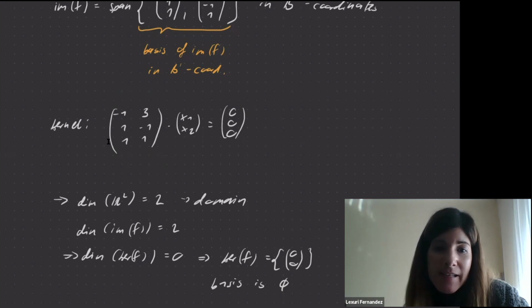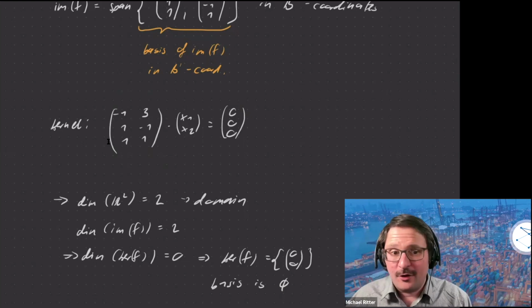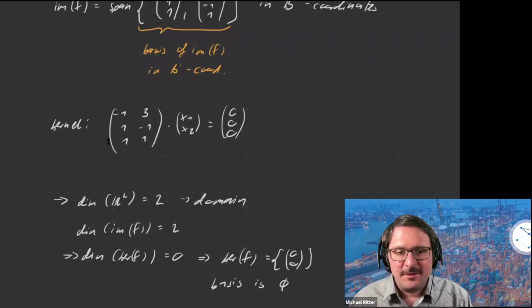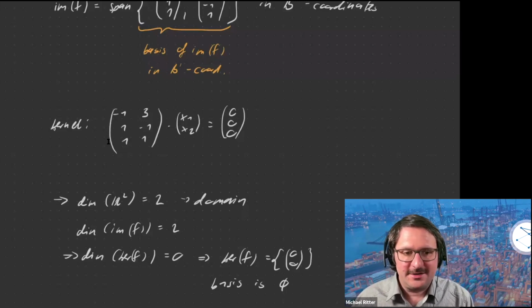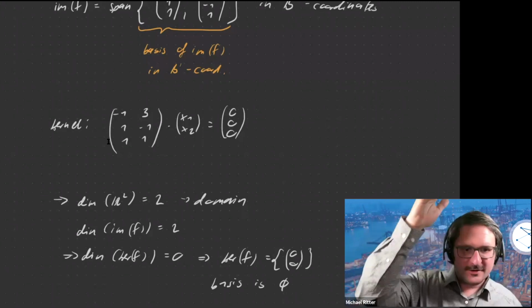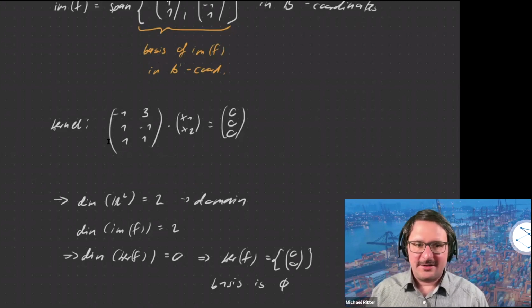Another question says, what are the standard coordinates? So when I say standard coordinates, or canonical coordinates, what I mean is the coordinates induced by the unit vectors as a basis. So if I'm using the vectors 1, 0, 0, 0, 1, 0, 0, 0, 1, or higher dimensional equivalents of those, that is standard coordinates or canonical coordinates.